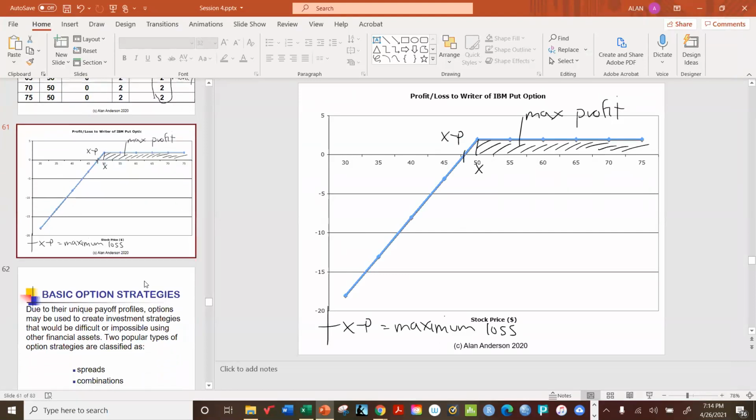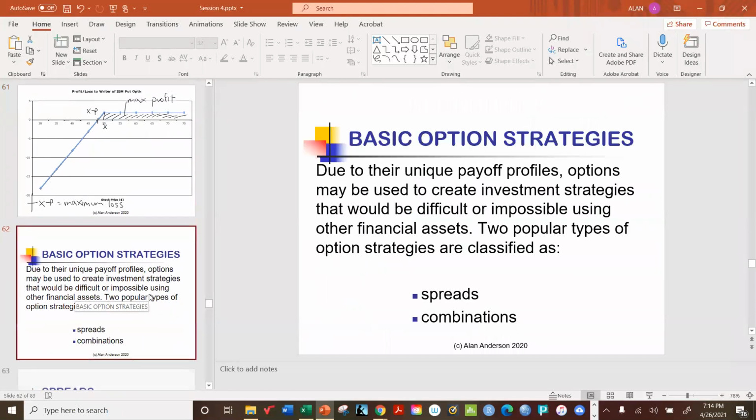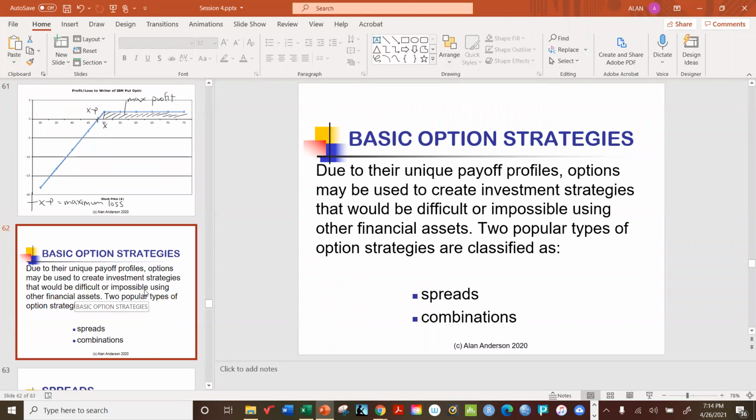So why don't we start thinking about what we can do with our options? How can we combine these to create interesting payoffs and profits and losses that would be impossible with just the underlying assets or even other types of derivatives? So the two basic styles that we'll be considering are called spreads and combinations. Okay, spreads and combinations. So what exactly does that mean? Well, we'll find out in a minute.